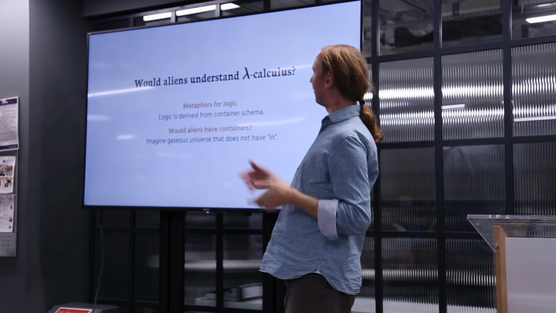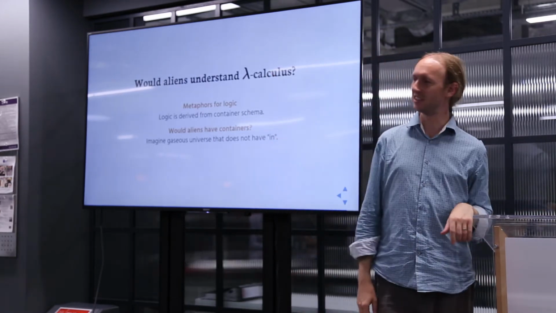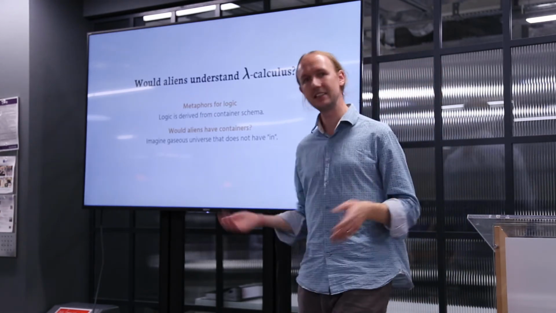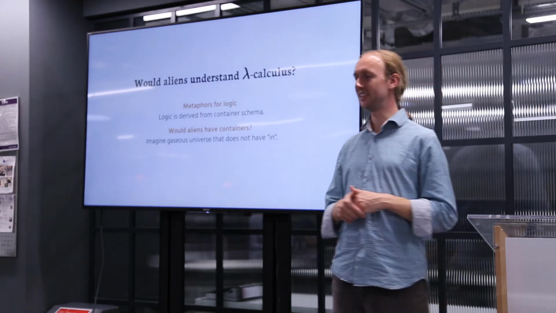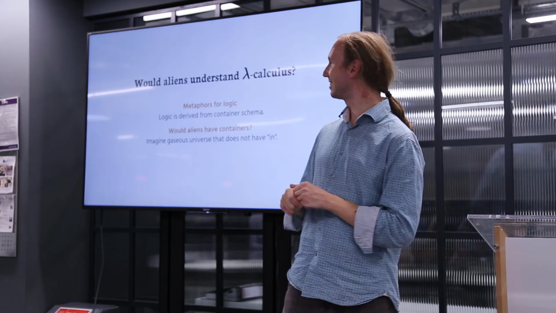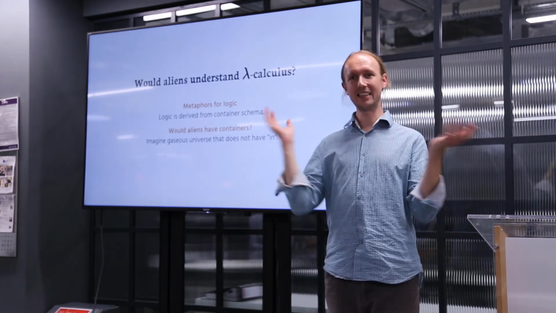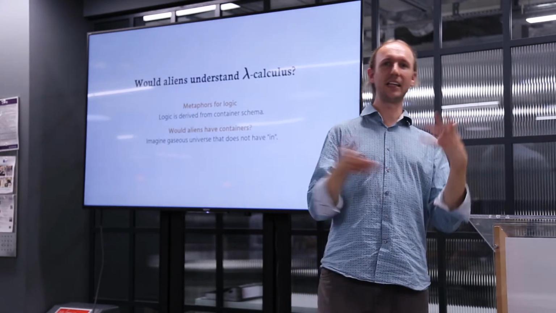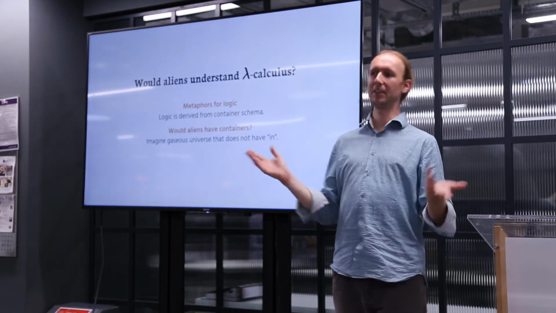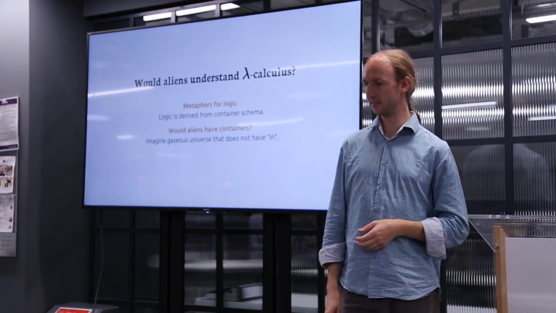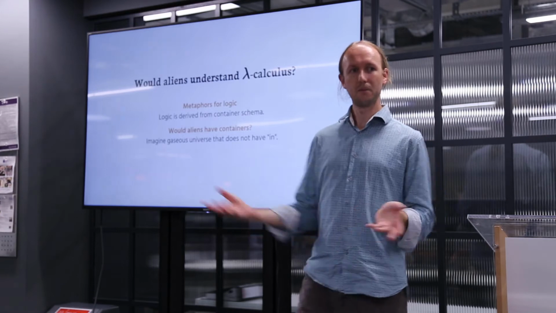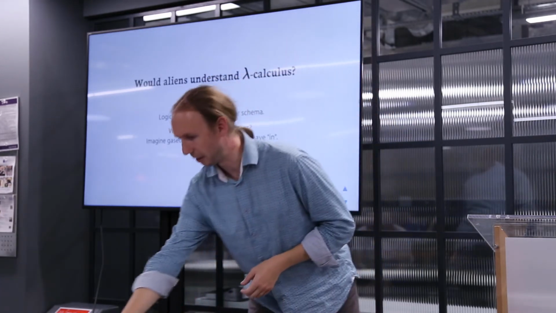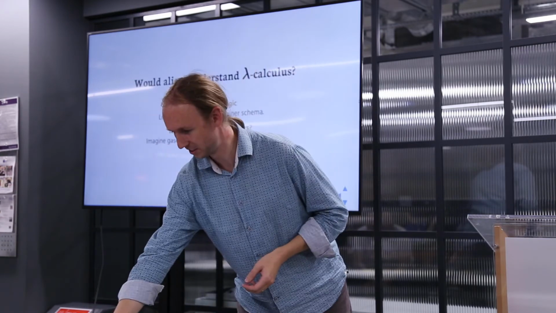So, if this was the case, then really the question is: do aliens have containers? Can they put things in other things? And that might be the case for very reasonable aliens. But if you imagine some aliens that live in a universe full of gases, where there really is no clear "in", then maybe their mathematics would be very different. So, if the aliens are pretty much like humans, then maybe they'll have lambda calculus. Otherwise, probably not.